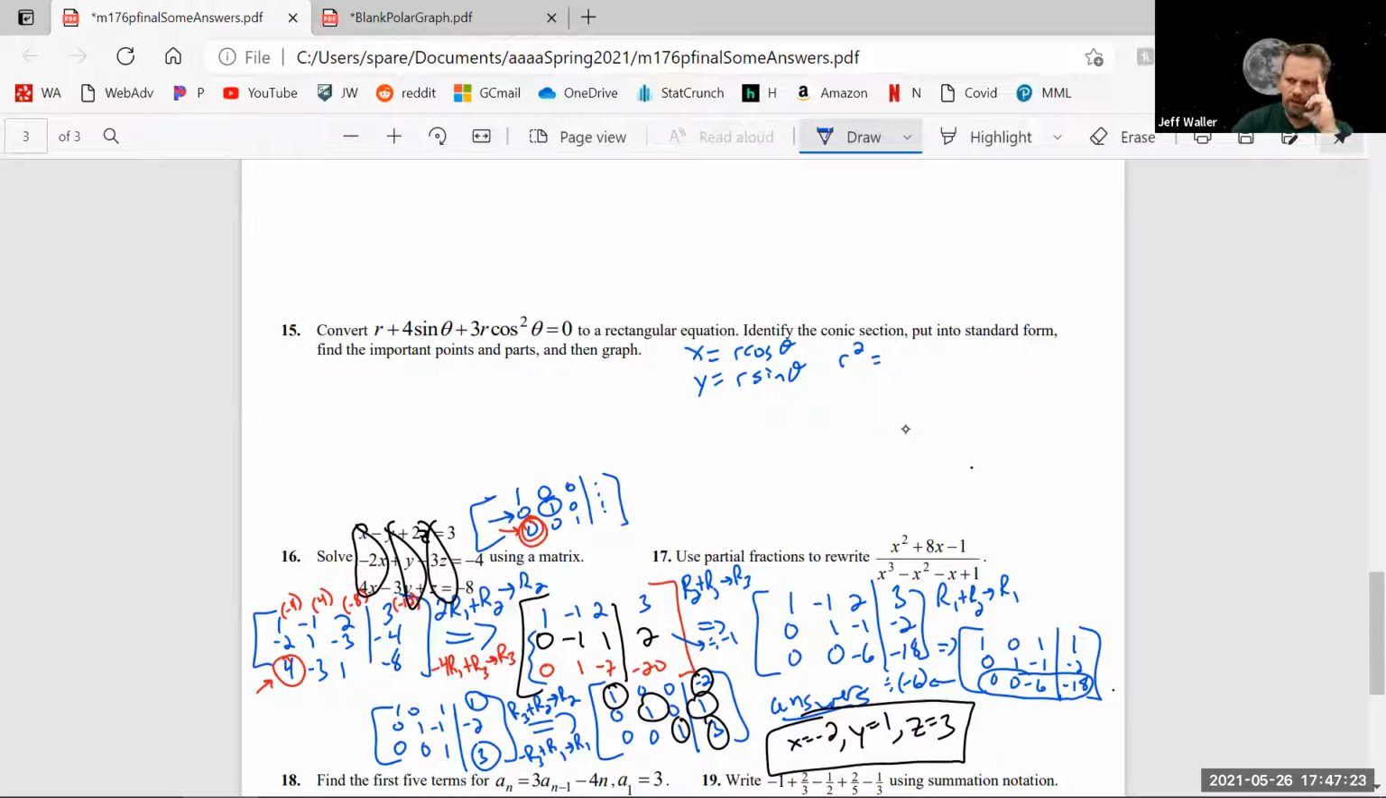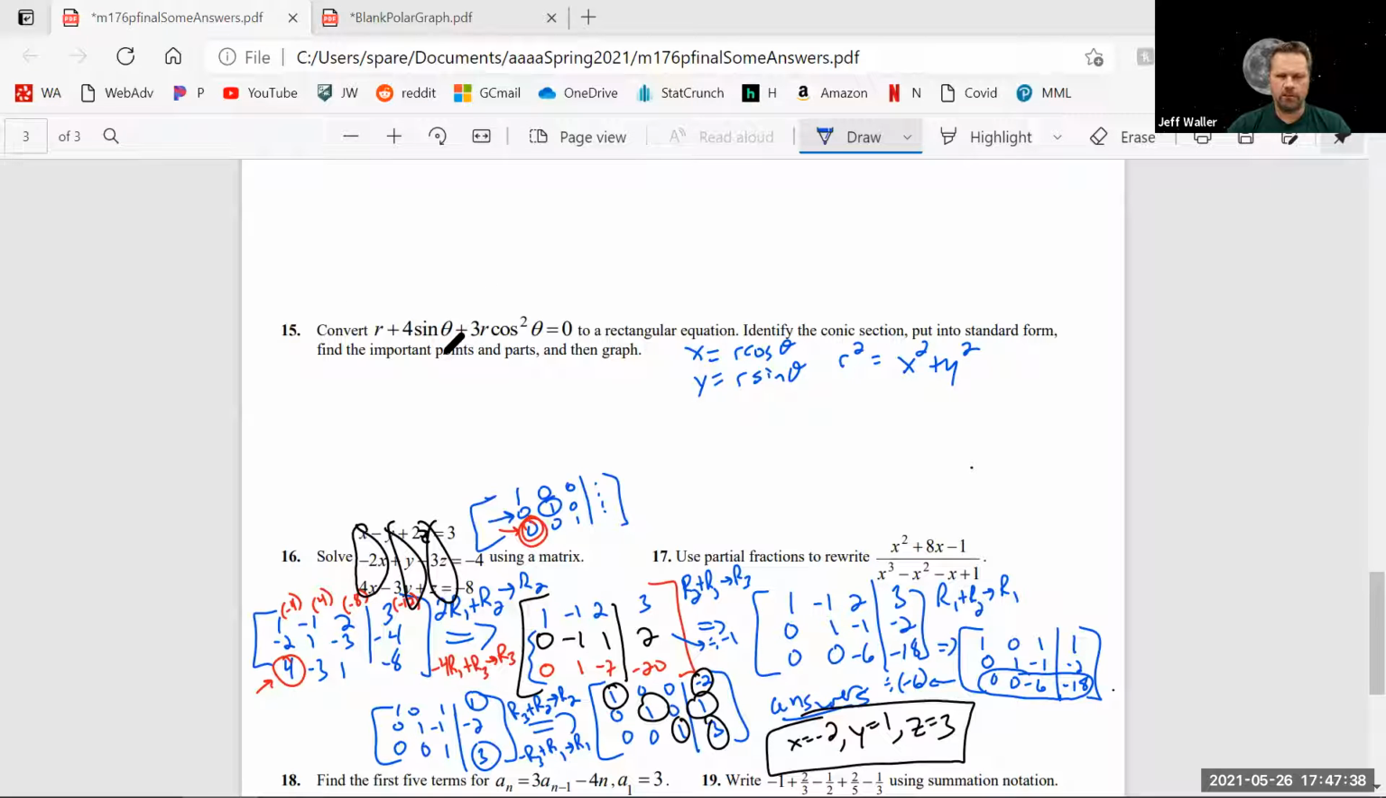Converting from rectangular to polar and vice versa. What is r squared? X squared plus y squared. Yeah, x squared plus y squared. So you guys have to know all these. These aren't too crazy. All right, so now look at this.